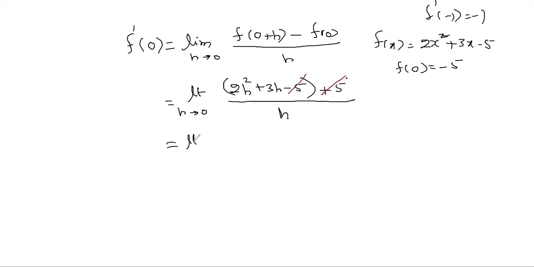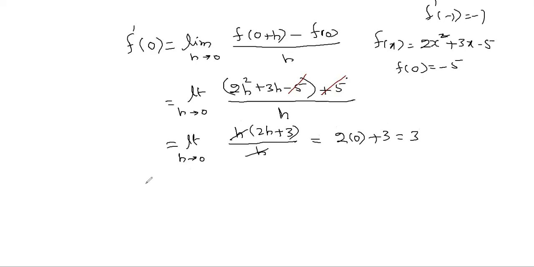limit h tending to 0, 2h square plus 3h. So h again common. So 2h plus 3 is left inside the bracket and upon h. So h and h cancel. Now you can put the value of h. So 2 into 0 plus 3 हो जाएगा 3. Answer is 3. So f dash 0 is what? F dash 0 is 3.